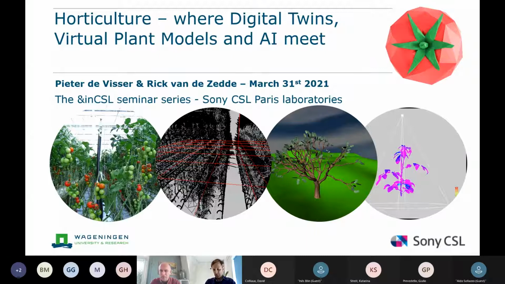I, Pieter de Visser, will first do the first part on plant modeling and digital twin virtual plants, and then Rick will follow up with more stuff on artificial intelligence, robotics, etc. It's about horticulture, where we both work in, about digital twins, virtual plants, and AI. You can see on the first slide already that you have some virtual digital representations of plants. That's where it's all about. Next slide, please.